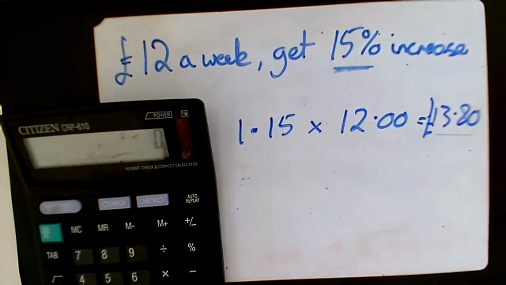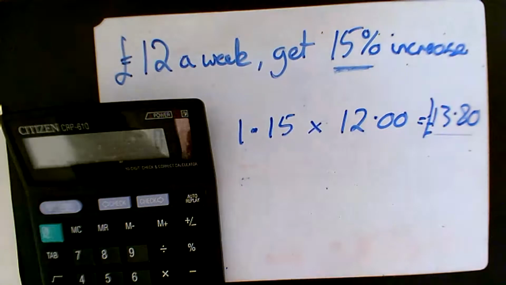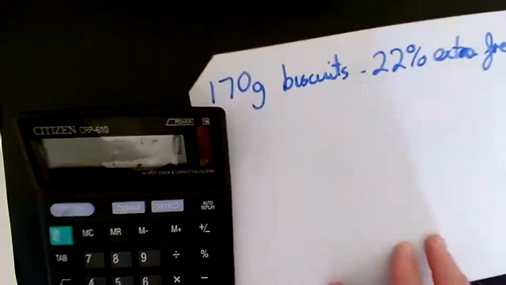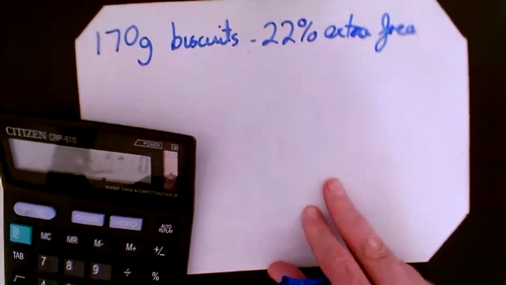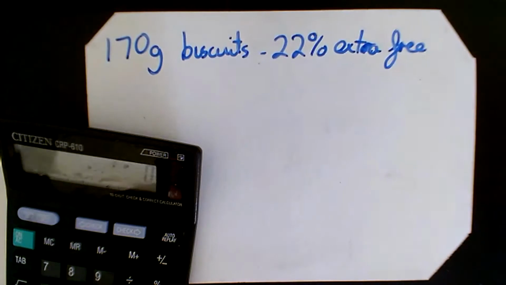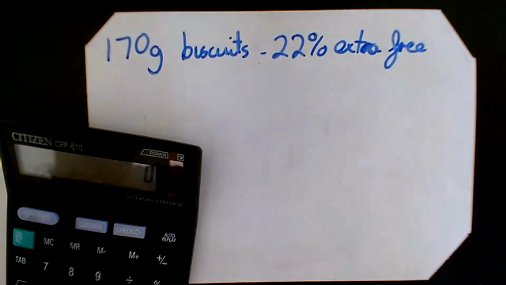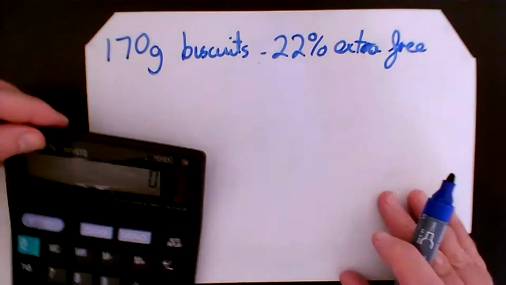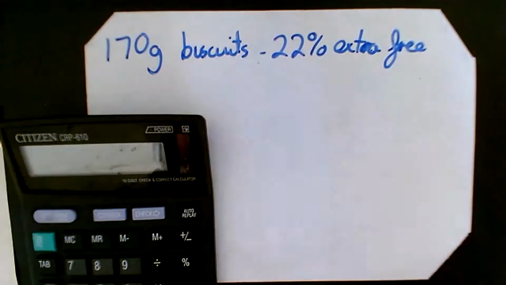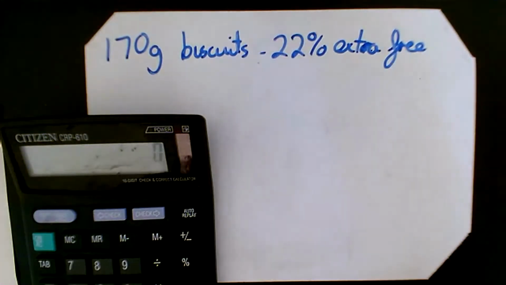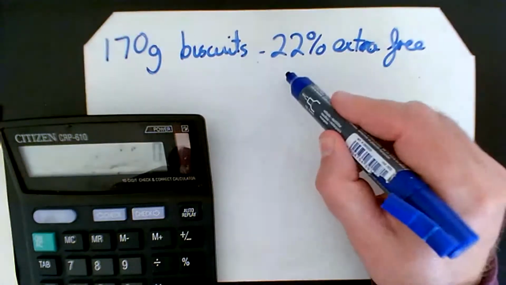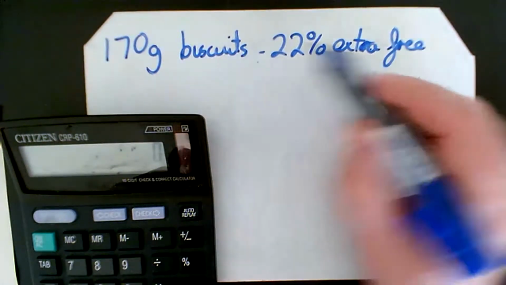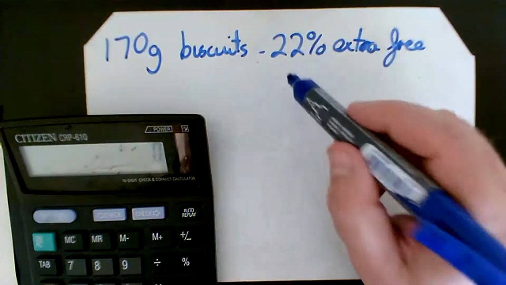Okay, so let's have a look at another question, and again, use the notes just to follow carefully. So here we have, in a shop, a 170-gram packet of biscuits. But they've decided to go for a 22% extra free as a special offer. Everyone's happy. We're getting more biscuits, aren't we? So I want to find a 22% increase on that, isn't it? So I'm going to find my multiplier.